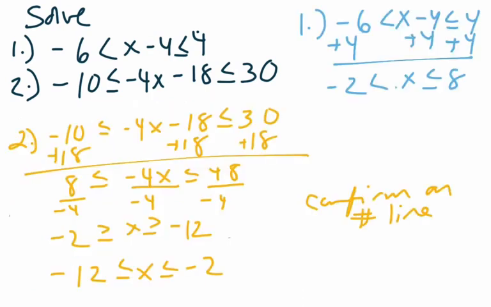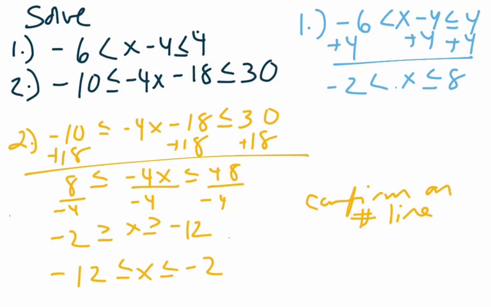Okay, here we go. For this first one, I wrote it out, just added 4. Just make sure you add 4 to all the sides there. And we get -2 is less than x is less than or equal to 8. So that's what you should have for the first one. This one ended up being really nice. So I started by adding 18, and you make sure you add it to each part of that. -10 plus 18 is 8. Here the 18s cancel out, leaving you with the -4x, and then 30 plus 18 is 48.